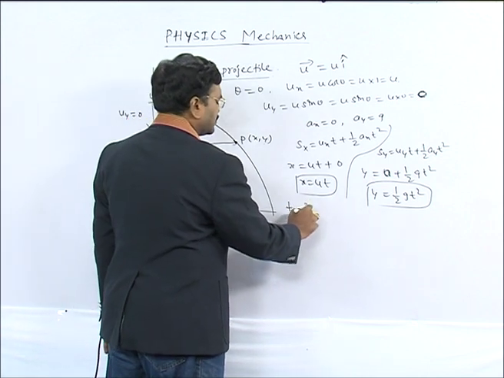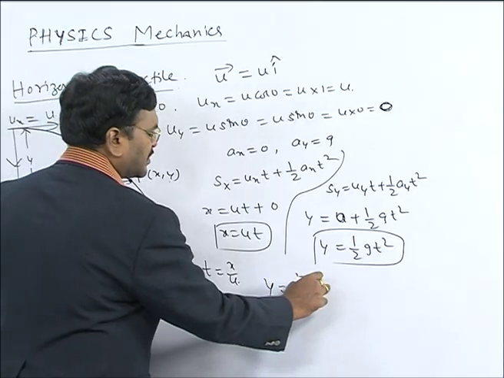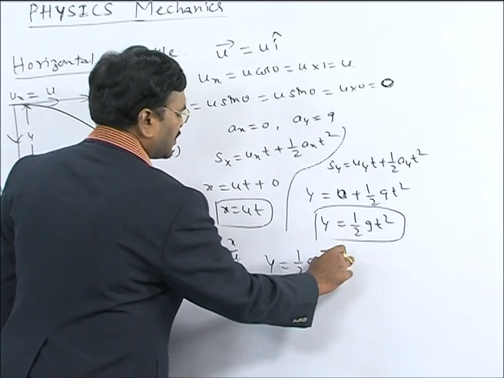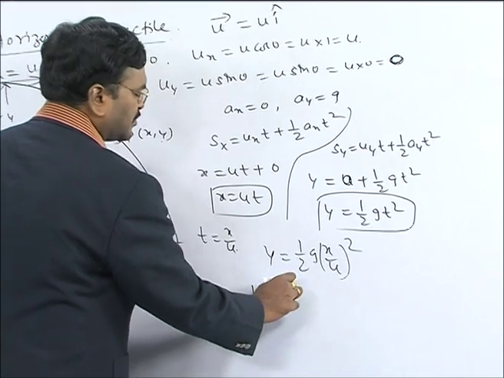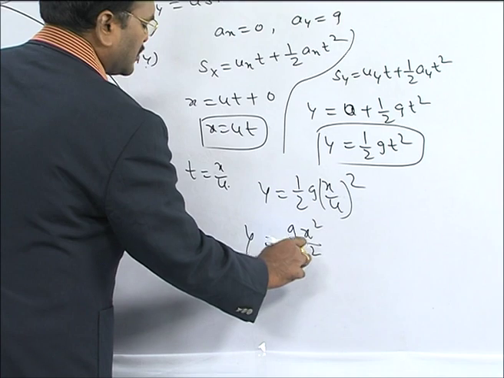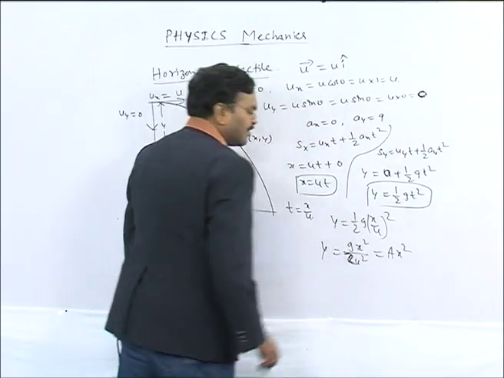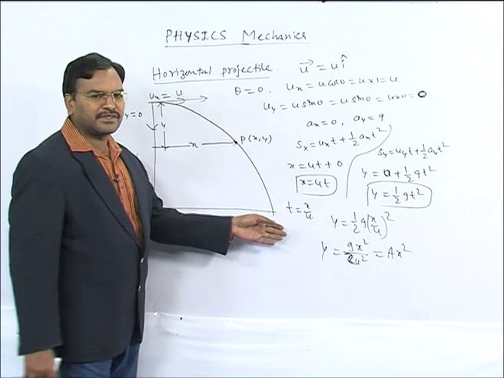Now, from this, t is equal to x by u, and y is equal to half g t square, with t as x by u whole square. From this we get y is equal to g x square by 2u square. Now, g by 2u square is constant, so we take it as a. Y is equal to a x square. This is also the equation of a parabola.